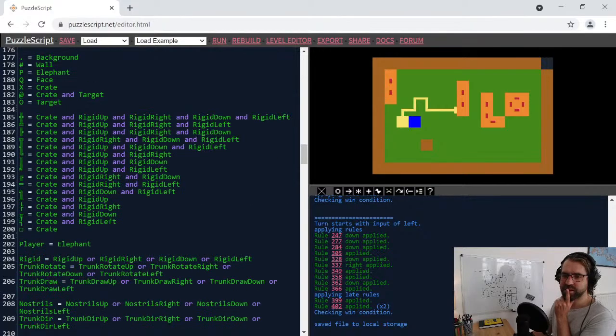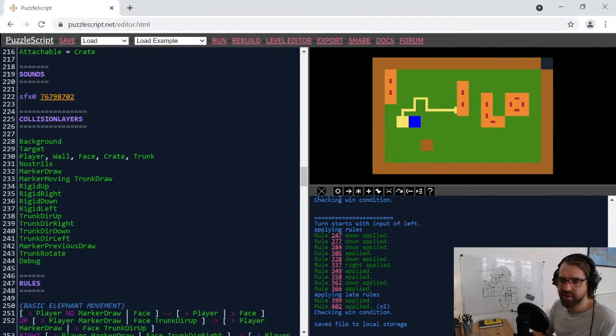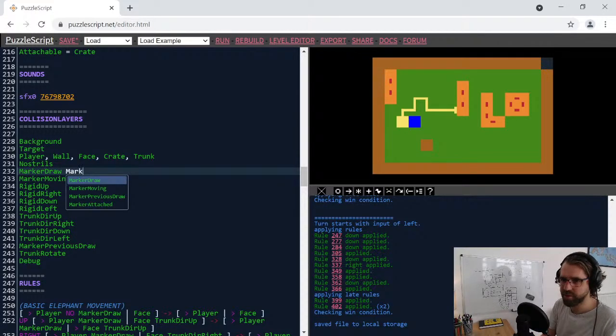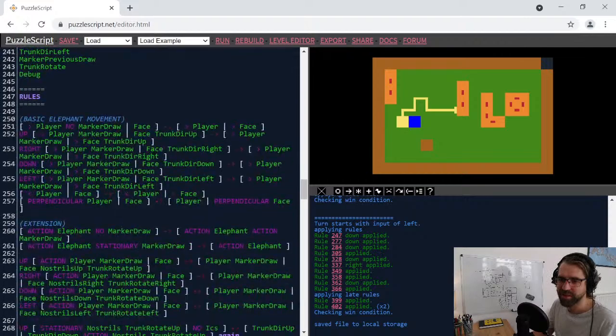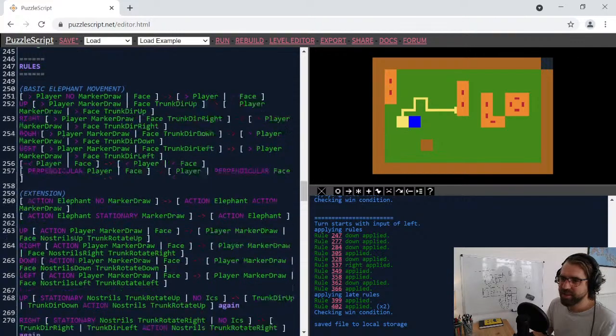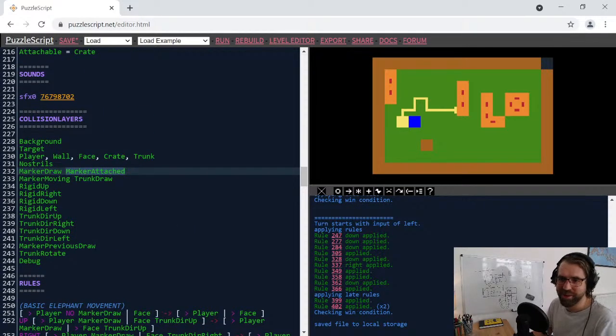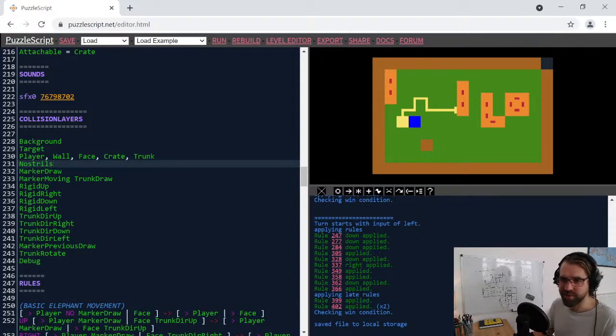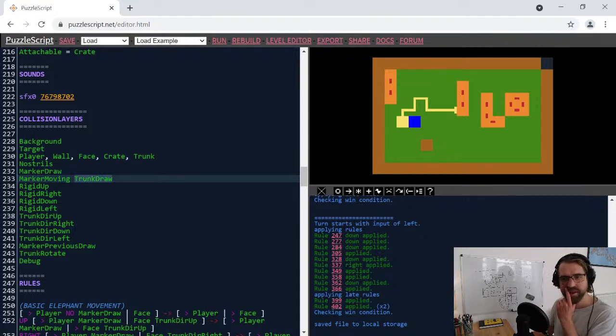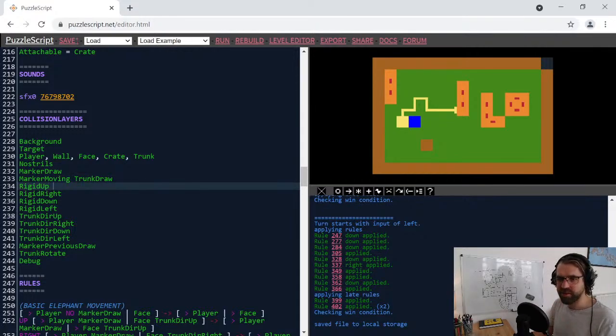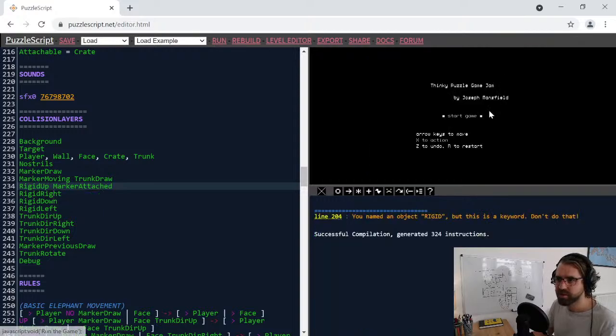So marker attached is going to be in a particular thing. Where though? Marker draw. Yeah, the same thing as that, I think. This is the kind of thing I end up regretting, putting in the same layer as another thing. Okay, so then, oh, in fact, I am going to regret that. I've immediately regretted that decision because I think that will immediately be broken. Nostrils, it's going to be on the same space as nostrils all the time, so it definitely can't go there. Marker moving, trunk draw. I think it's just going to have to go. Let's just stick it on the rigid thing. Why not? That'll never have the same space.